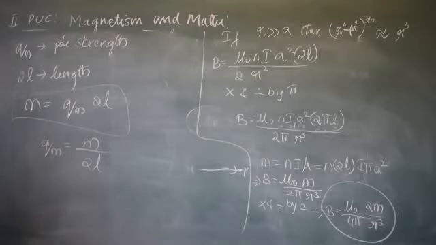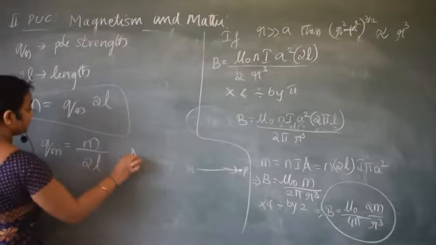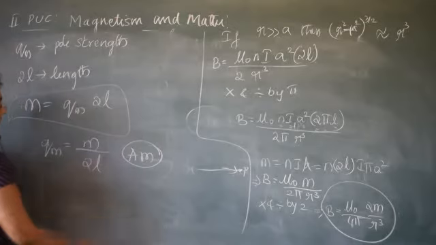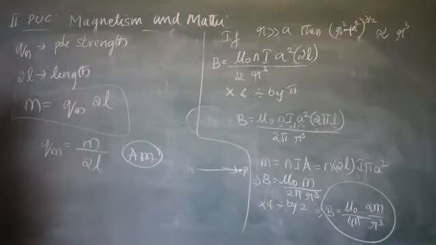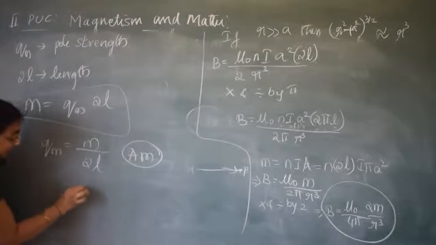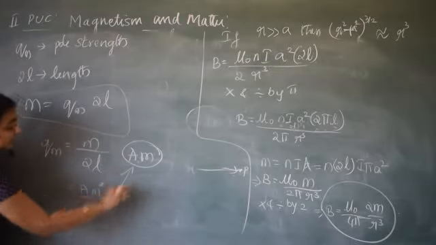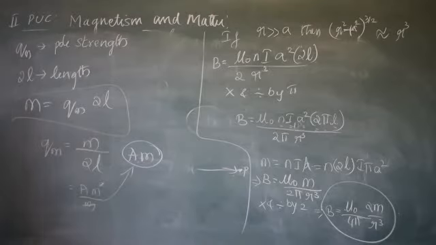So what is the SI unit? What can we write? SI unit of the pole strength? SI unit of the pole strength is ampere meter. Ampere meter, because M is equal to IA, correct? I is nothing but current, A is area, meter square divided by meter, m gets cancelled, so SI unit is ampere meter.